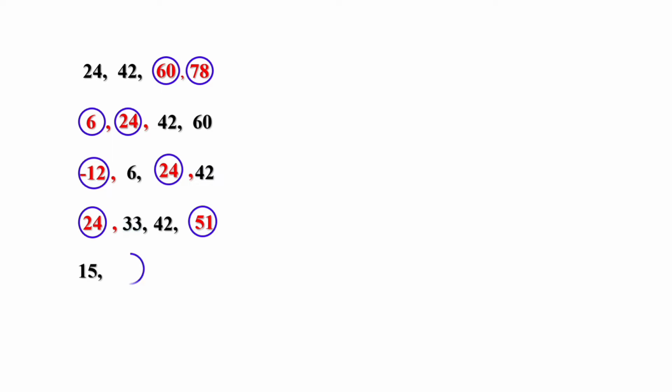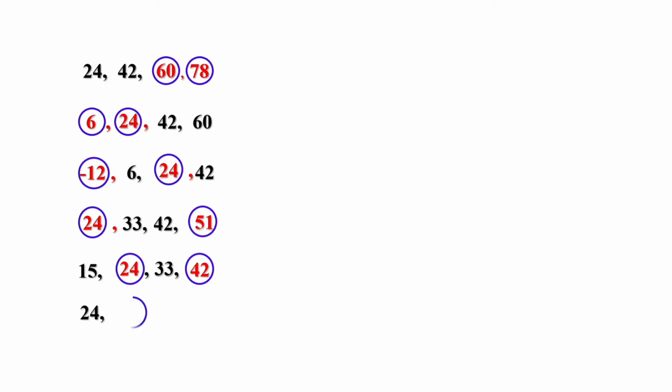The next one: the second term is missing and the fourth term is missing. We know the difference between the third term and the first term is 2 times the common difference. So what is the difference between 33 and 15? That is 18. That is 2 times the common difference, which means the common difference is 9. So adding 9 to the first term, we'll get 24 as the second term, and adding 9 to the third term, we will get 42 as the fourth term.